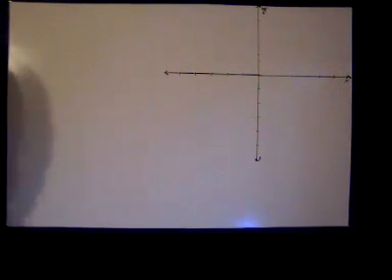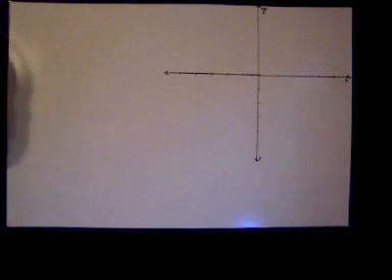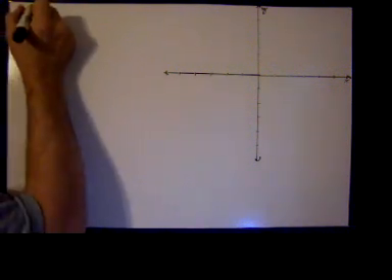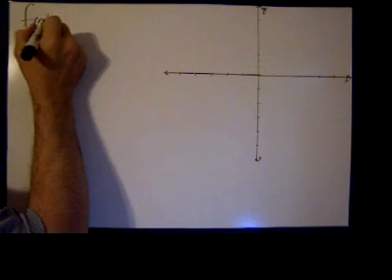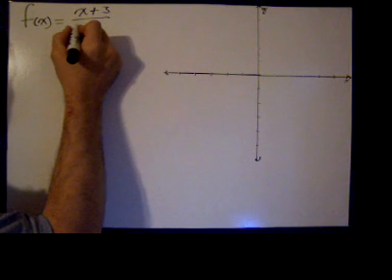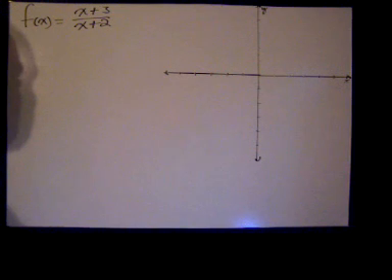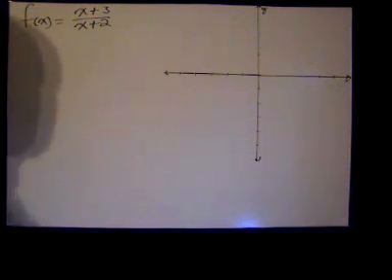Good morning. Today we're going to graph a function, and it's going to be a rational function, f of x equals x plus 3 over x plus 2. We're going to use limits to find where the horizontal asymptotes as well as the vertical asymptotes are, if any. And we're also going to use the x and y intercepts as points of interest to help us graph the function.